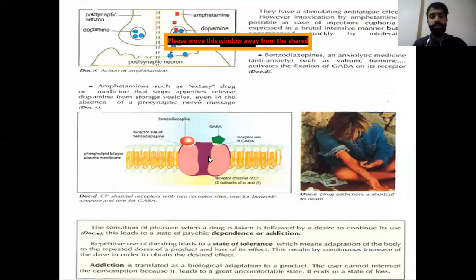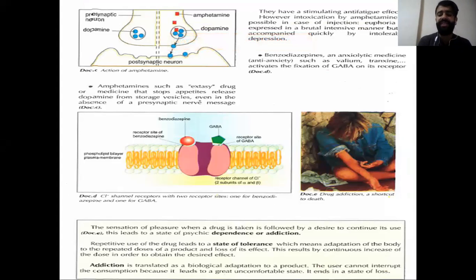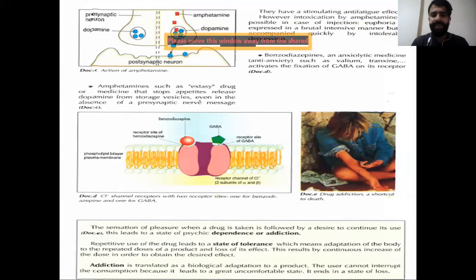Also, we move to talk about the amphetamine, and we talk about the benzodiazepines. They are anti-anxiety drugs such as Valium and others. What do they do? They activate the fixation of the GABA. GABA, gamma aminobutyric acid, is mostly an inhibitory neurotransmitter, binding to the receptor as shown in document D.